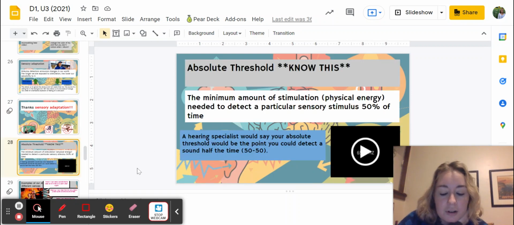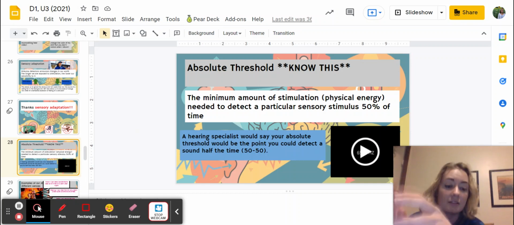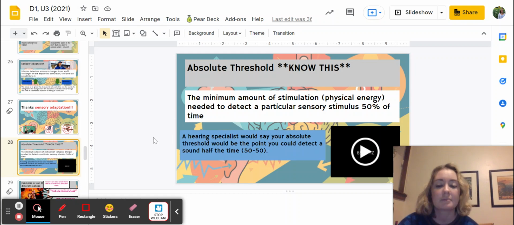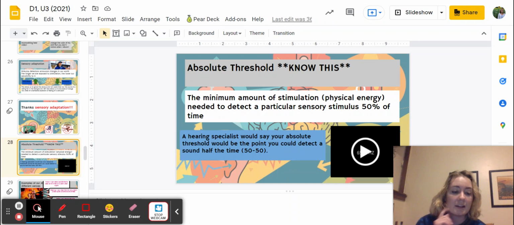Now, one of the other really important terms to know is something called absolute threshold. This is the minimum amount of stimulation, meaning a sensation that we register, needed to detect a particular sensory stimulus 50% of the time. A really good example of this is a hearing test, if you've ever done that, where it has the little beeps that it gives you. And it might start off louder and then get quieter and quieter and quieter.